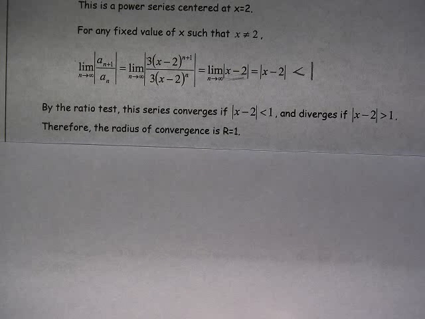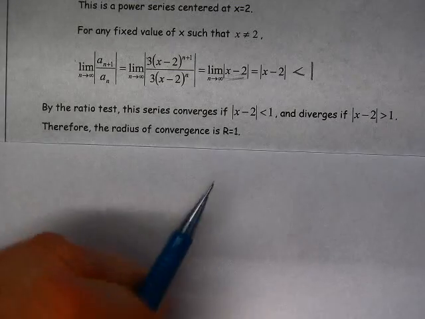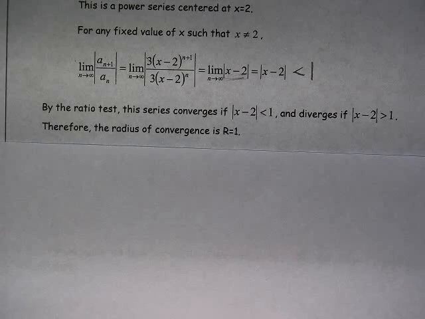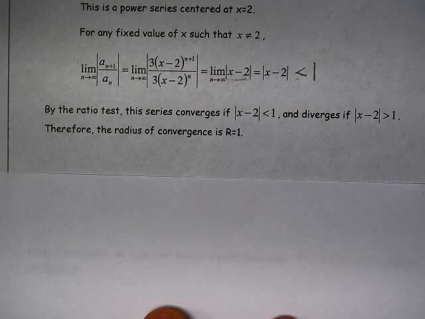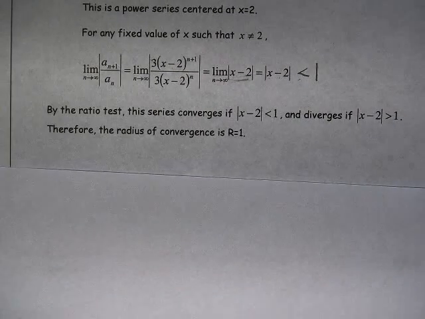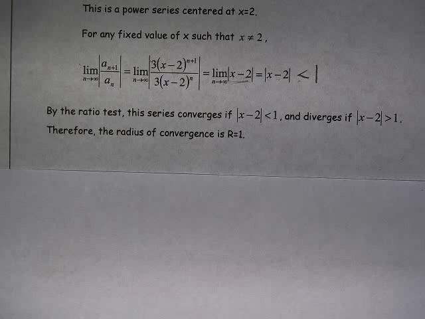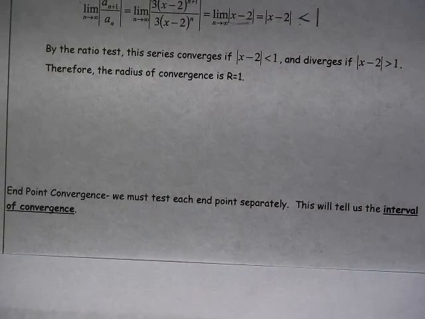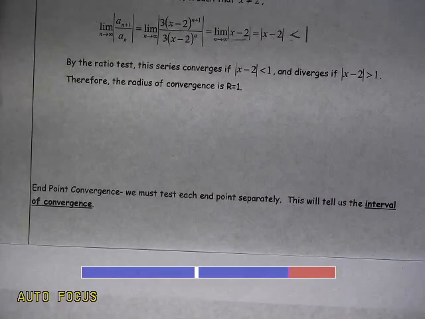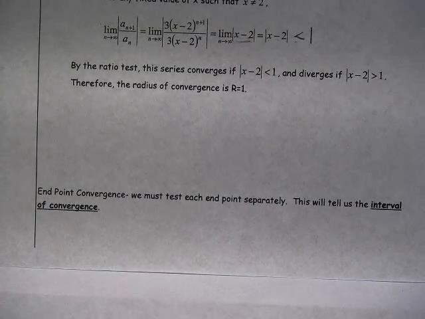So we have to make sure that the absolute value of x minus 2 is less than 1. So we get a radius of convergence of 1. So we know that as long as we're within 1 of 2, then we're okay.